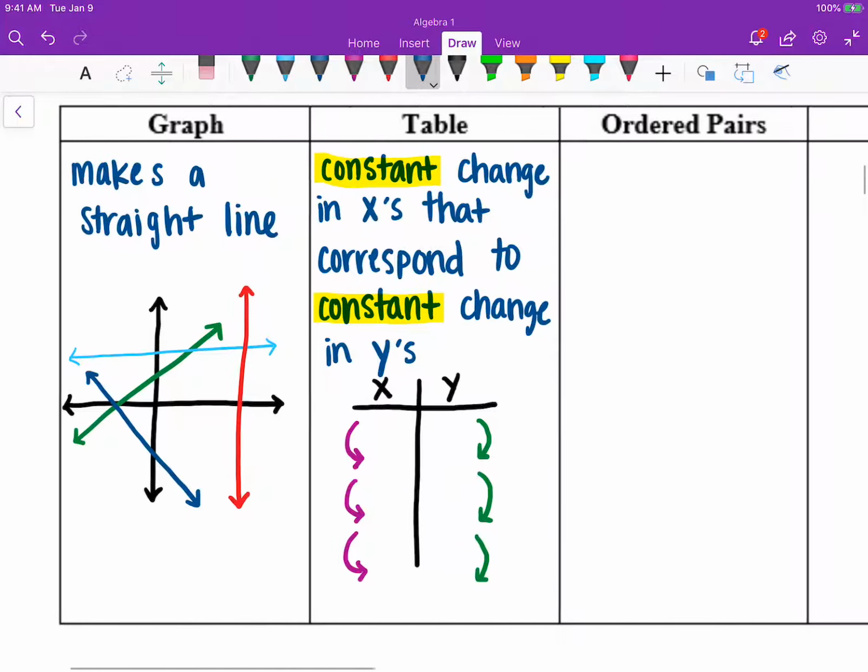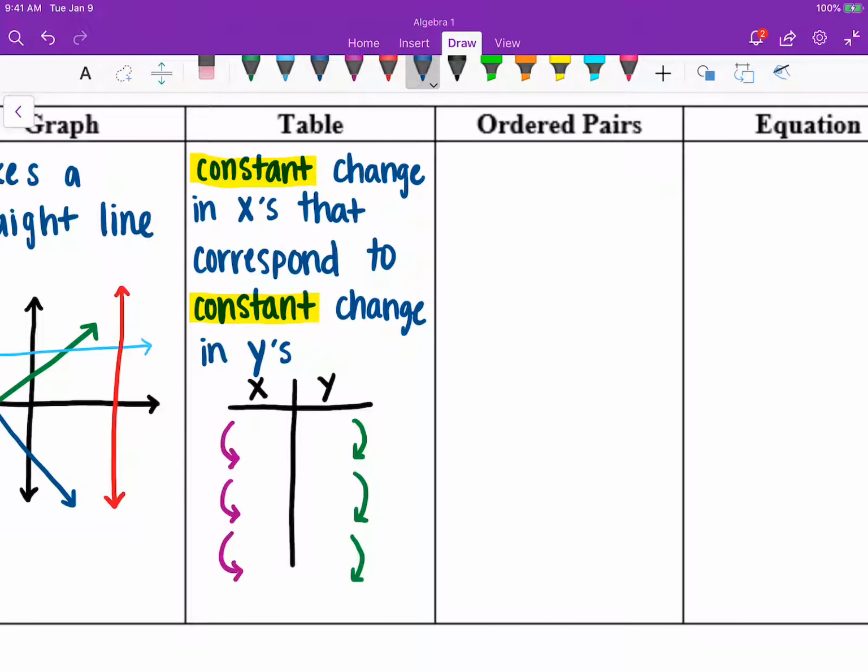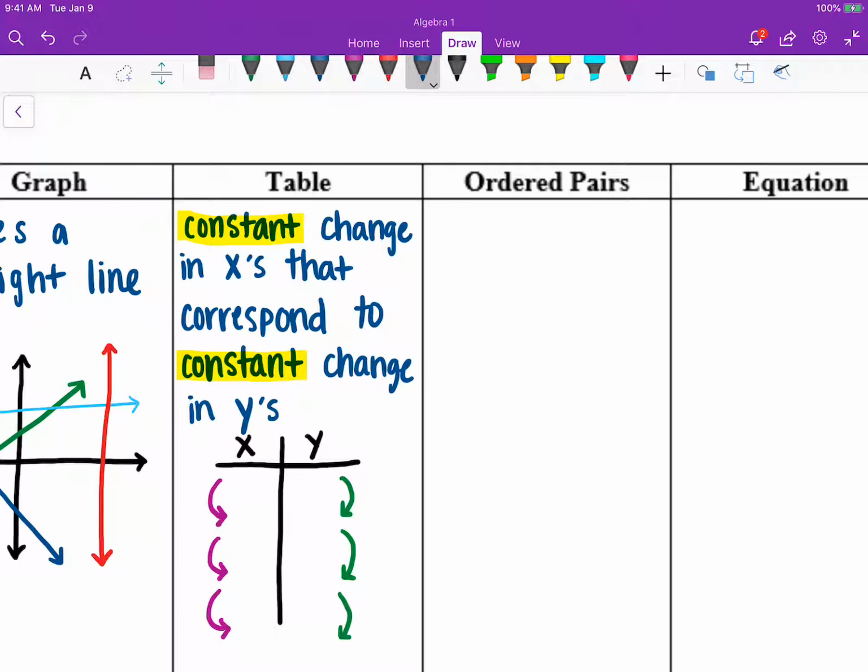The next thing that we look at is ordered pairs. And for ordered pairs, that's just points. So I'm going to write points up here. But what I do with points is I just make a table.